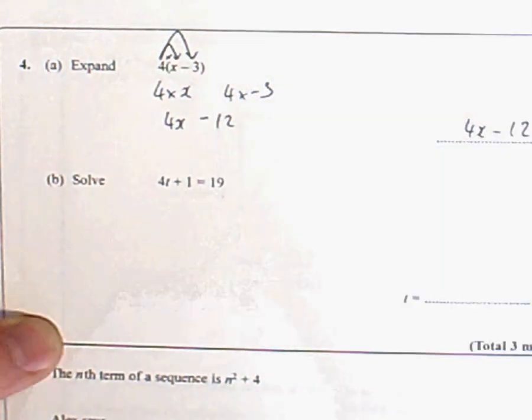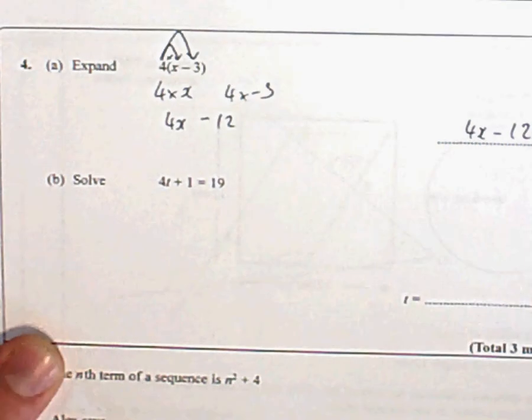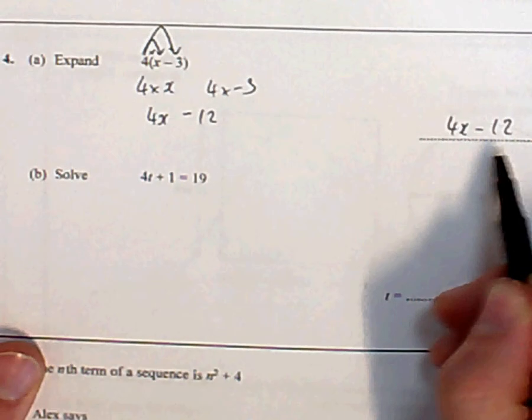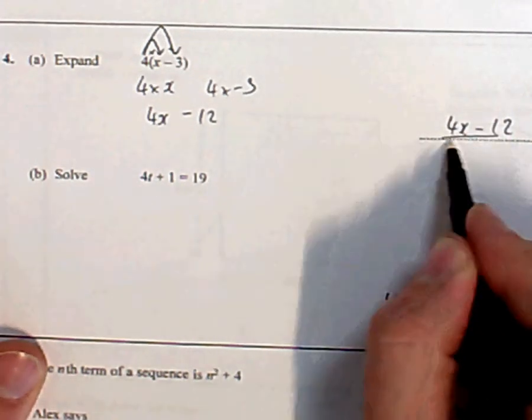Some students try and combine them, but based on the original question, number 1, collecting like terms, this hasn't got an x, so there's no way that's going to be combined, and that's as simplified as possible.